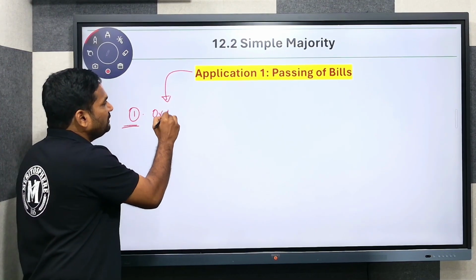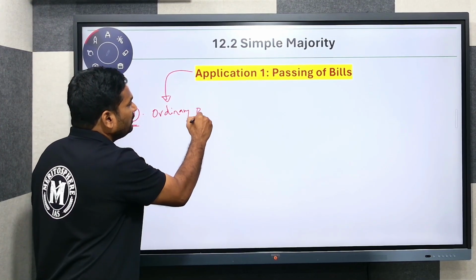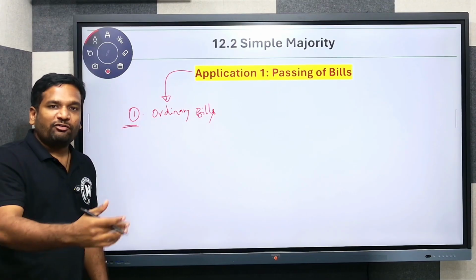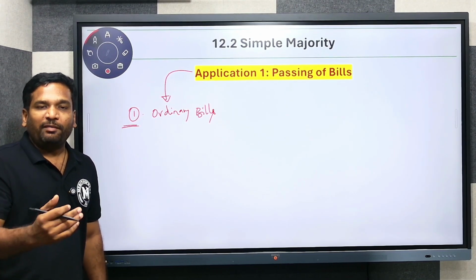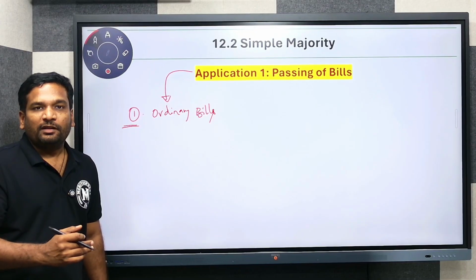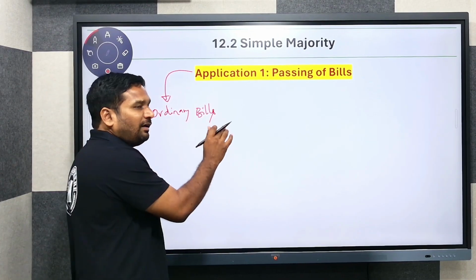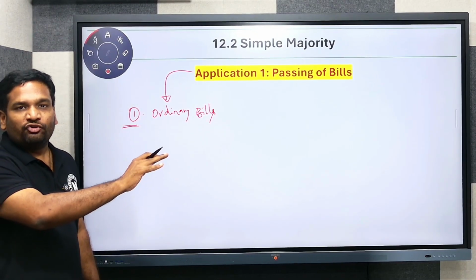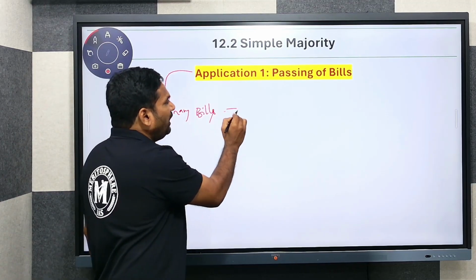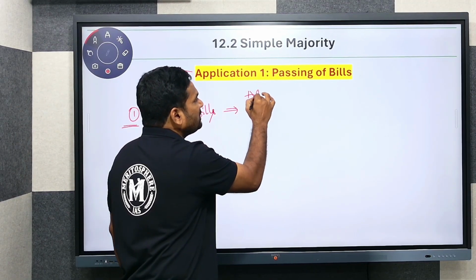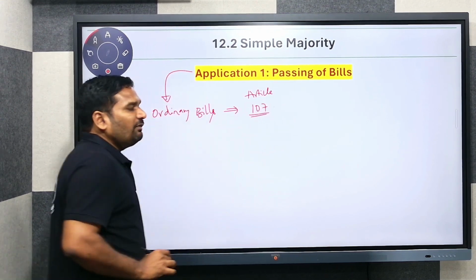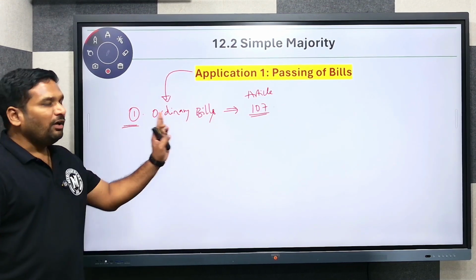They are ordinary bills. These are the bills that involve ordinary matters of legislation. For passing of ordinary bills, the majority that is used is simple majority. These ordinary bills are governed by Article 107 of the Indian Constitution. Article 107 of the Indian Constitution deals with ordinary bills.